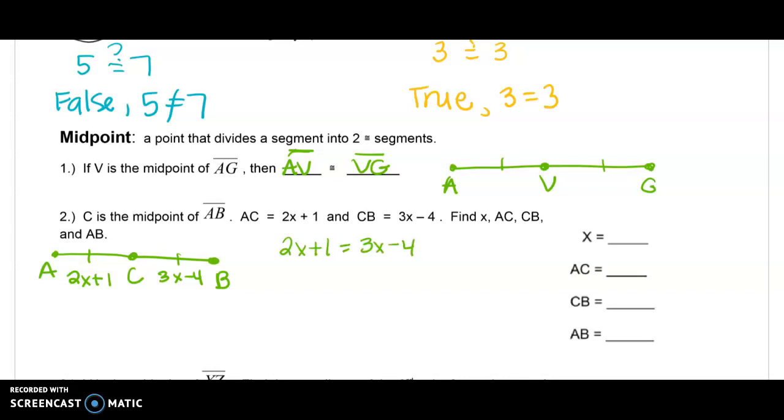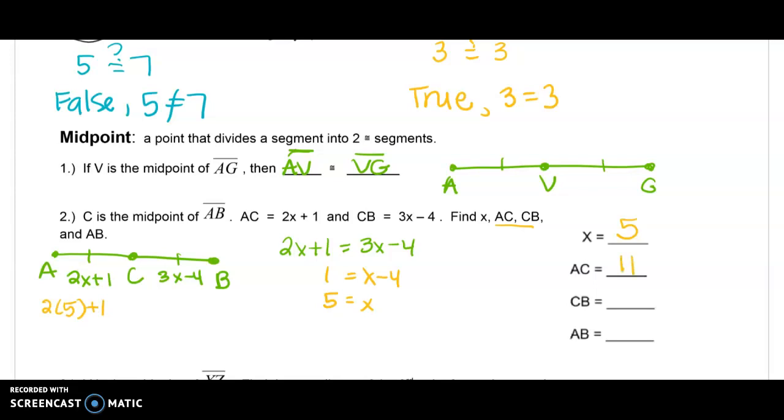Take a second and solve that for x. So you see that I subtracted the 2x and then I added 4, so I got that x is equal to 5. The next piece of the question asks us to find AC and CB. And then I also added in find AB as well. Oh, I think I covered it up on there. So you're going to take that 5 and plug it in for AC. So you're going to do 2 times 5 plus 1, which will give you 11.